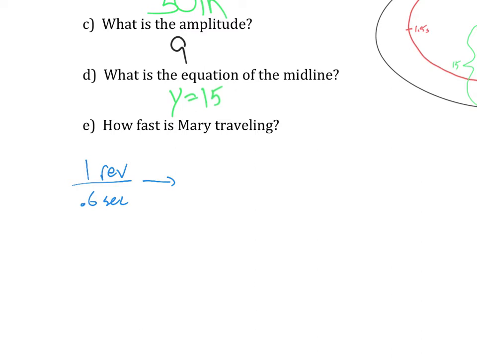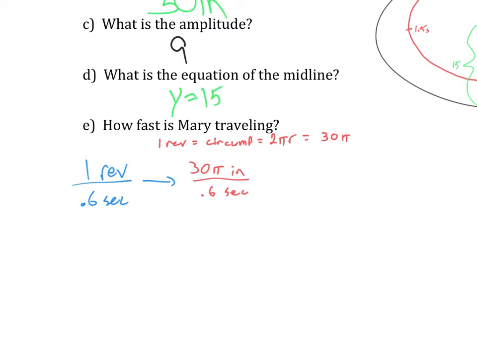Now, 1 revolution is the same as saying the circumference. And circumference is the same as saying 2 pi r. And in this case, that would be 30 pi. So 1 revolution is 30 pi inches in 0.6 seconds.